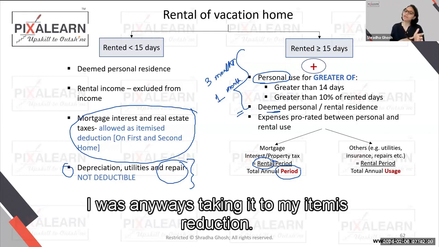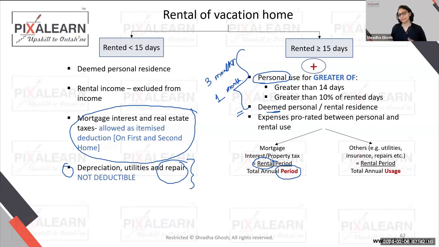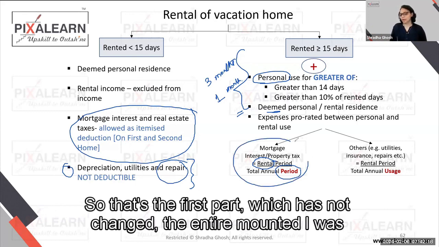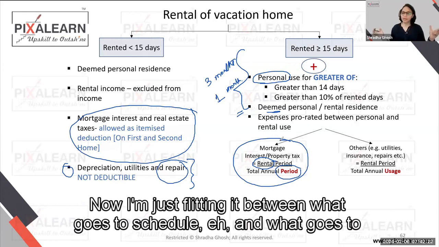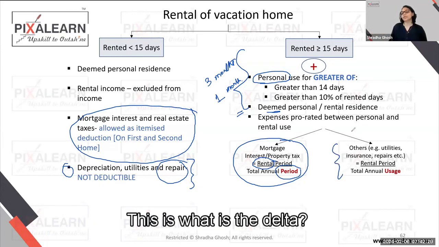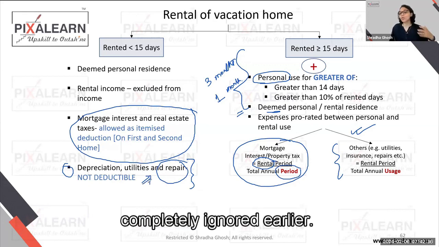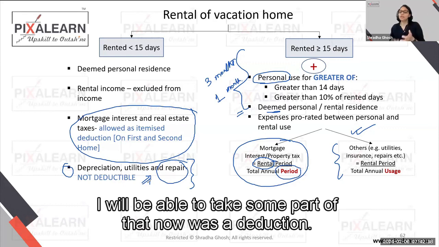The others, I was anyways taking to my itemized deduction, Schedule A. I will continue to take it there as an itemized deduction. So that's the first part, which has not changed: the entire amount that I was taking earlier. Now I'm just splitting it between what goes to Schedule A and what goes to your rental income, which is Schedule E. This is the delta. The delta is all of those utilities that were being completely ignored earlier. I will be able to take some part of that now as a deduction.